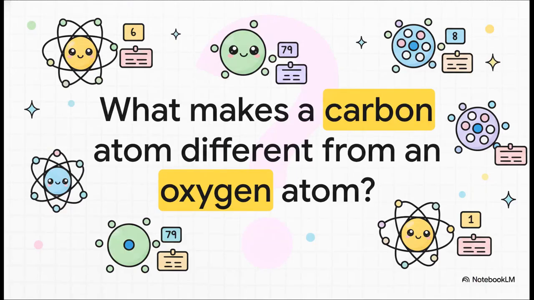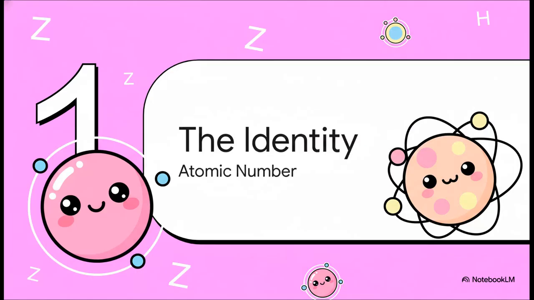So it really all boils down to this one question, right? What actually makes a carbon atom? Well, carbon, and not oxygen, or gold, or hydrogen. Turns out, every single element has its own personal ID card, and today we're going to learn exactly how to read it.